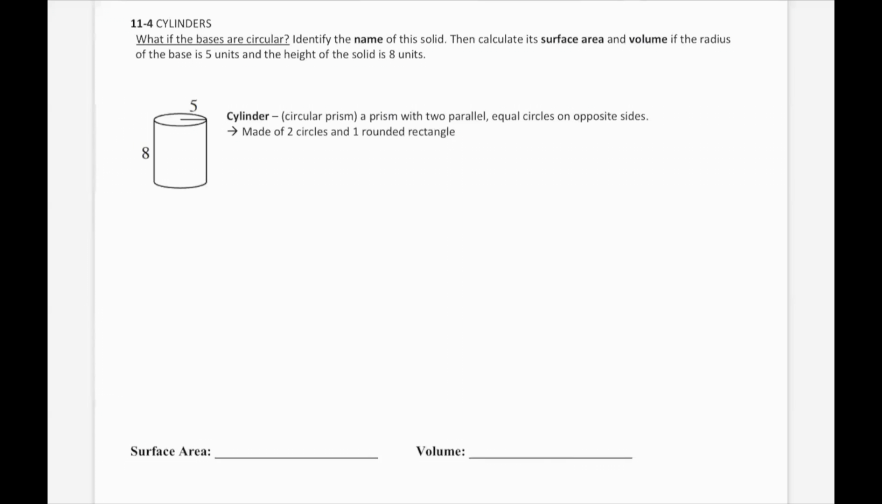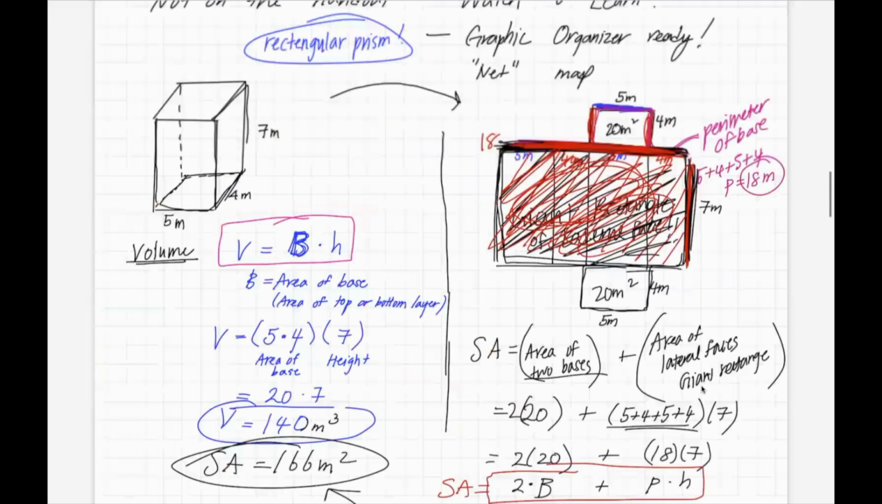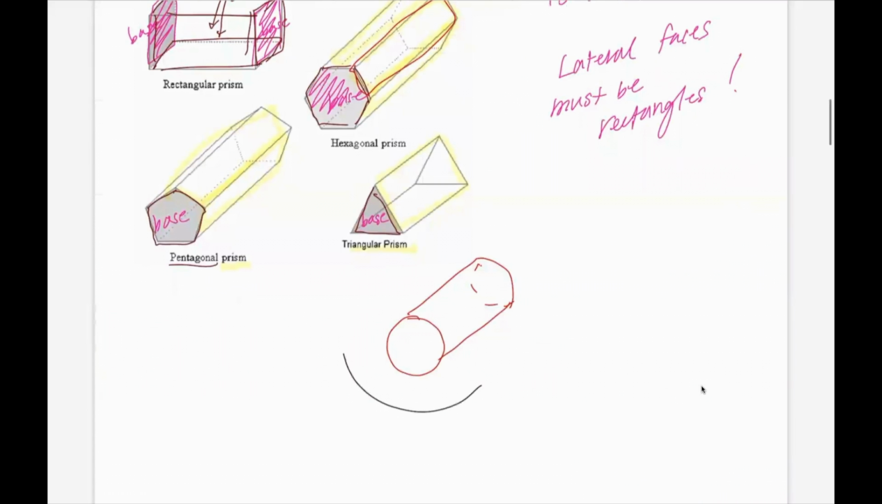So then moving on, the next figure is called a cylinder. And a cylinder is basically a prism with bases as circles, okay? I know it doesn't look like it, but if I go back to the very beginning of these prisms, a cylinder would be one of those prisms.